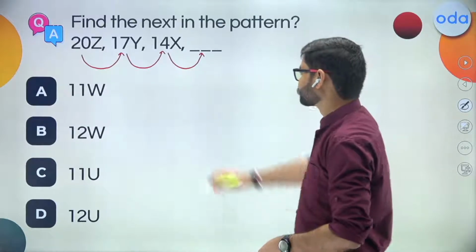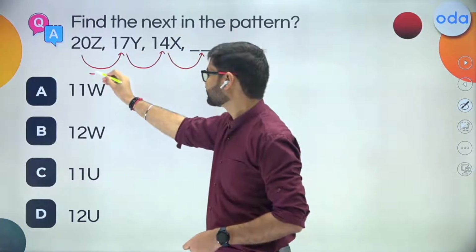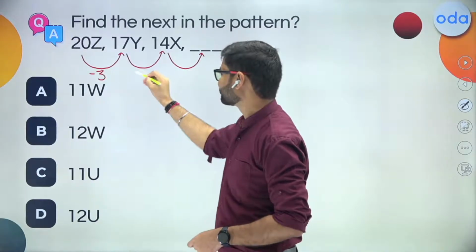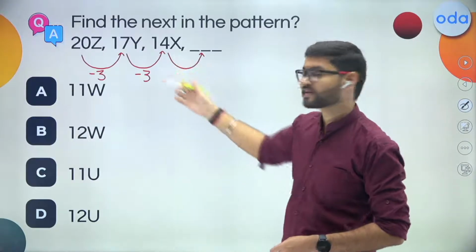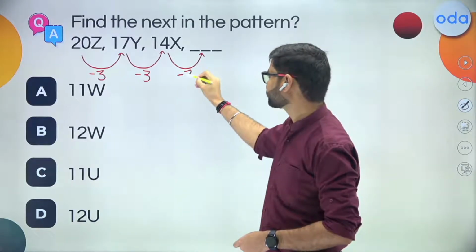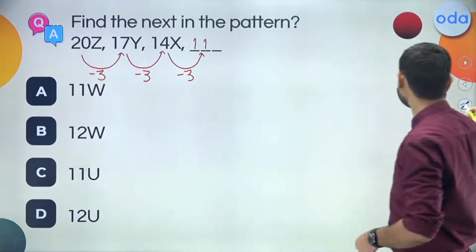Okay, so let's focus on the numbers as of now. We have 20 minus 3, 17. 17 minus 3, 14. Minus 3 is the rule here. So 14 minus 3 is 11. This would be 11. The number part is done.